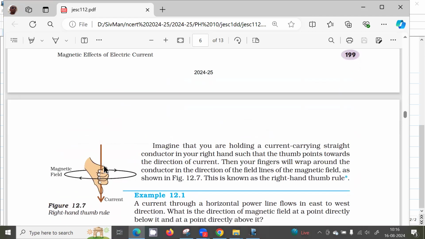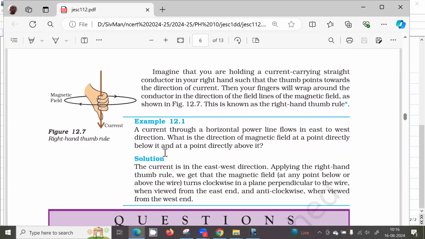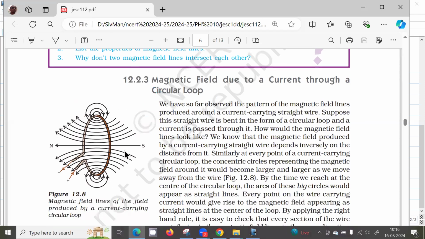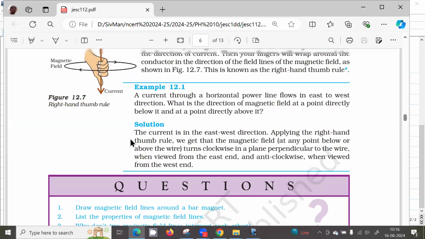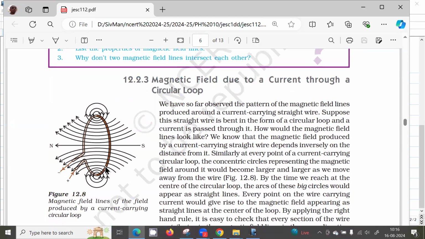So the direction of the current is the direction of these four fingers. For straight current, it's opposite: the thumb will be the current and the four fingers will be the magnetic field. But for circular current, the circular direction is the current, and the thumb will give the direction of the magnetic field.